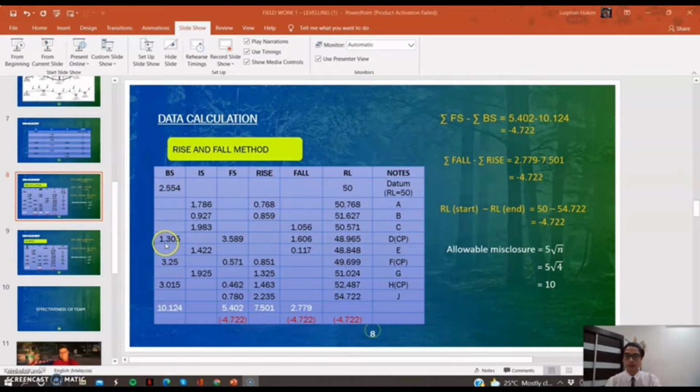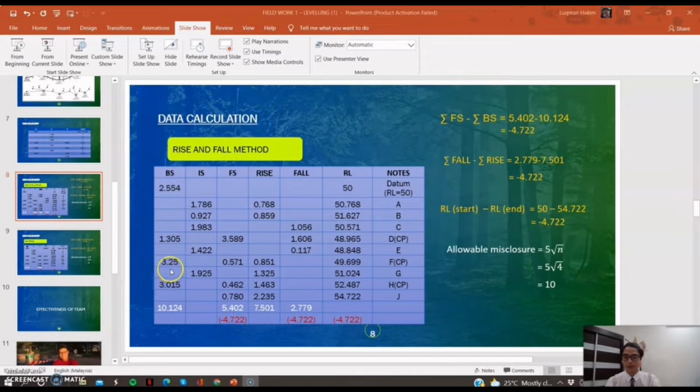position 2. So we have to take this backside value, which is 1.305, you need to minus with 1.422, and then you will get 0.117. Next, 1.422, you need to minus with 0.571, you get the answer 0.851. So we have the foresight and backside in the same row, which means this is a change point. This is the second change point. So now we are at the third level position.